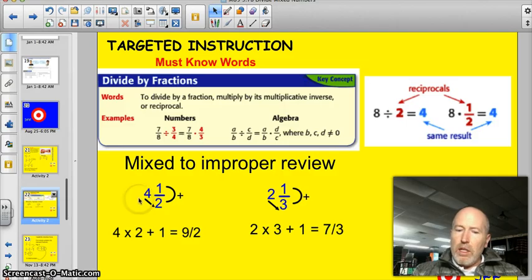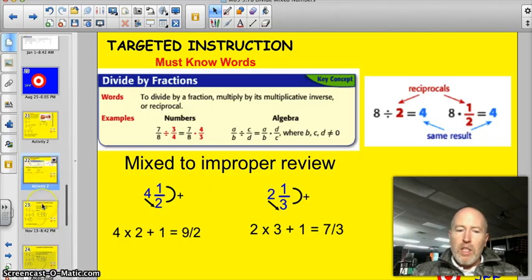Quick review on improper fractions, because many people are still kind of forgetting to do this or doing this wrong. 4 times 2 is 8 plus 1, 9. 4 times 2 plus 1, 9 halves. Same thing here. Multiply down. 2 times 3, add the top number. So you get 2 times 3 is 6 plus 1 would give you 7/3. All right, let's work a problem.